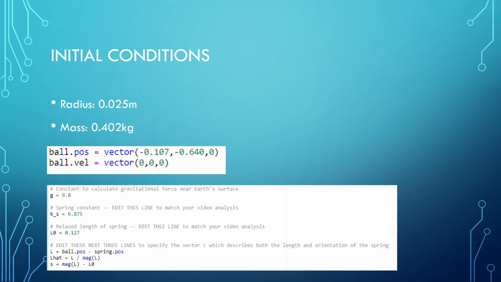These are the initial conditions. The radius of the mass is right here. This is the mass, and this is the initial position vector for the starting point of the mass, and we have an initial velocity of 0. Here is the gravitational constant, the spring constant, and the relaxed length of the spring, which are all calculated in the pre-lecture videos, number 52. So we're able to calculate the spring constant and relaxed length of the spring by using force and oscillations.